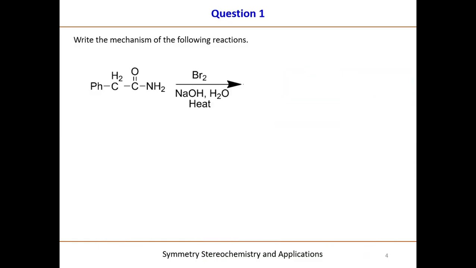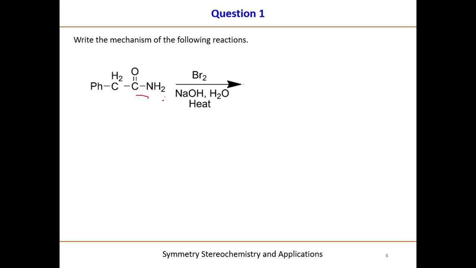So here we can see that this is an amide given here. All of you can see here, we have an amide, carbonyl group and NH2. So whenever a carbonyl group and NH2 are present under halogenation conditions, here we have Br2 in the reaction condition, Br2 and sodium hydroxide in water. So whenever we have this condition, that means this is a Hofmann rearrangement.